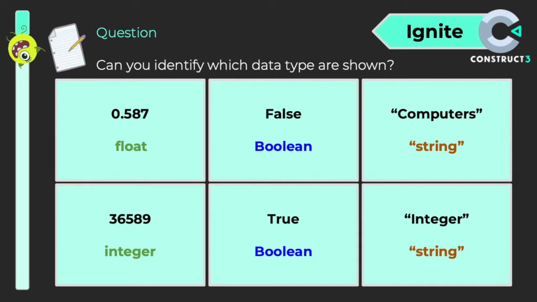Okay, so the first example in the upper left-hand corner has a decimal point in it, so therefore it is a float variable. The second square has false in it, so that's Boolean, and because there's no quotation marks, it is not the string false, it is a Boolean. And then the third has quotation marks around it, so that's how you know it is a string variable. Next, in the lower left-hand corner, we have an integer. Note there are no decimal points. We have another Boolean for true, and in the final square, there are quotation marks around the word integer, so we know that is a string variable.